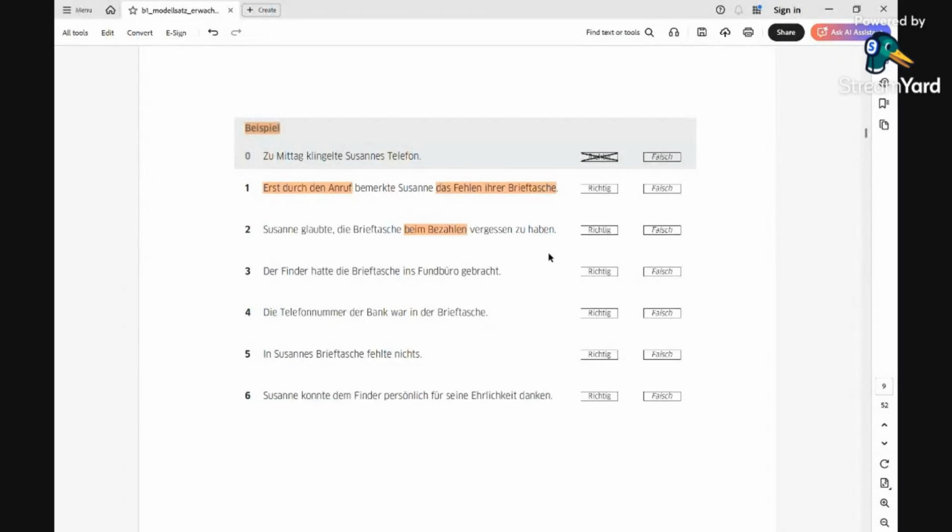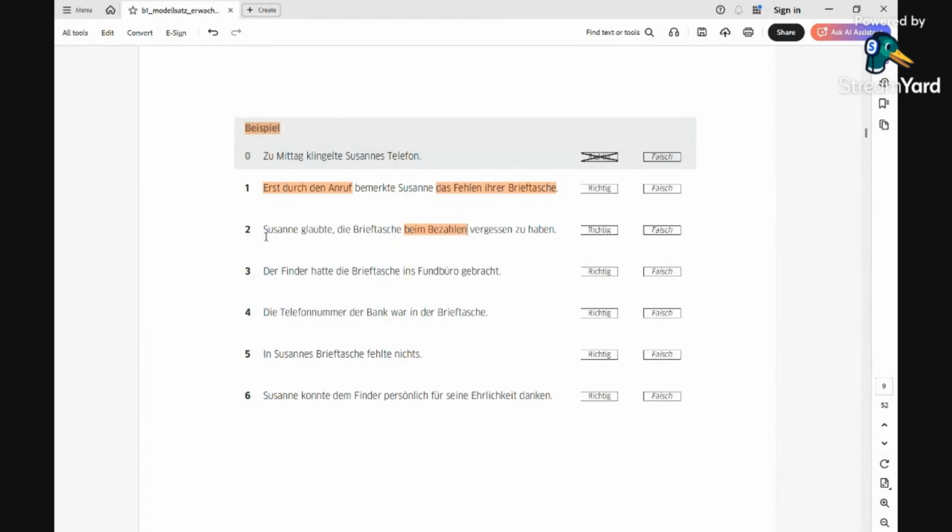So here it says, Suzanne believed she forgot her purse while she was paying. And we are going to confirm this in the passage. That is why I've underlined beim Bezahlen, because it can be anywhere else. Maybe she left it in the house, maybe it fell in the parking lot. We are going to read the passage and find out.